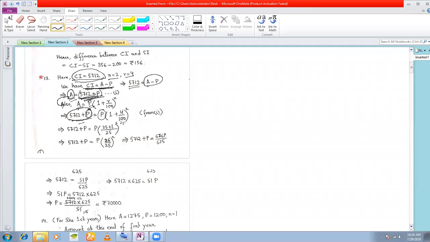Okay. So now how to calculate this? 5712 plus P is equal to P into 1 plus 4 by 100 whole square. Okay. So what I do is cancel this to get 5712 plus P is equal to P, take LCM, 25 plus 2.